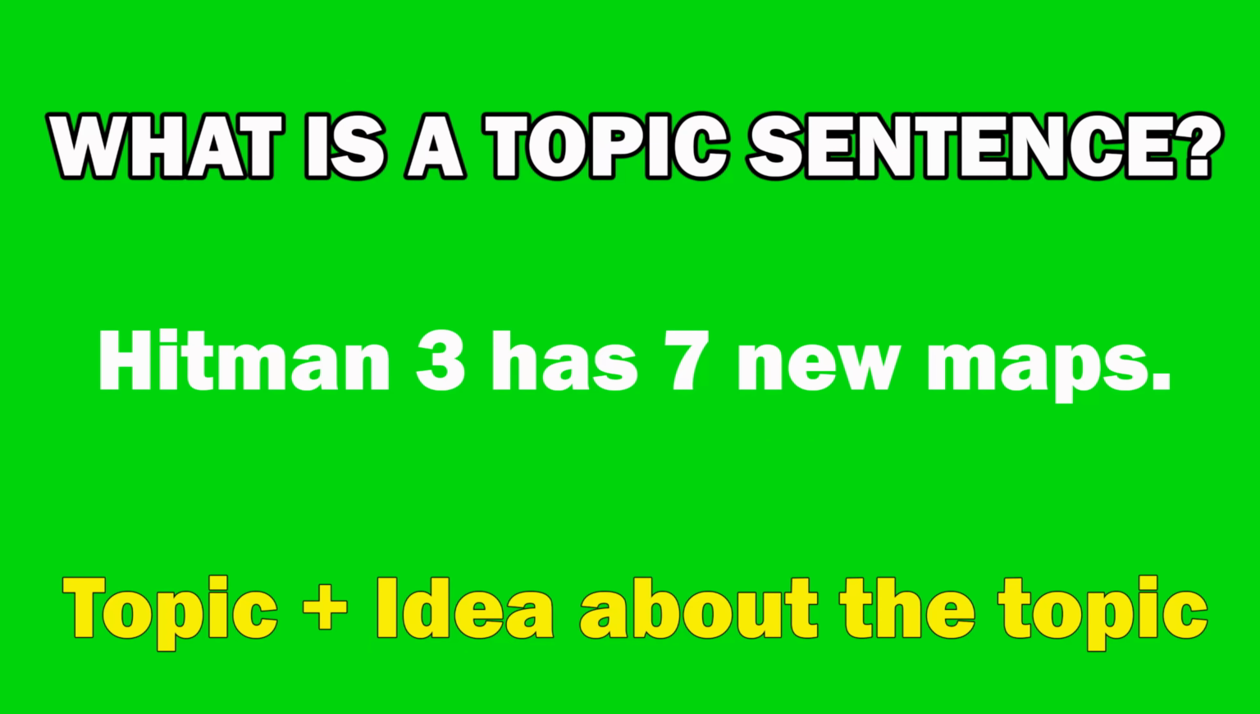How about this one? "Hitman 3 has 7 new maps." Is that a topic sentence? Well, we see that it has the topic, Hitman 3, and it has 7 new maps. Is that an idea about Hitman 3? No, it's a description about the topic, but it's definitely not an idea about the topic. If we said that Hitman 3 has 7 new maps that are much better than Hitman 2, then we'd have a novel idea about the topic of Hitman 3. So in this example, "Hitman 3 has 7 new maps" is not a topic sentence. Remember, we need the topic, and then we need additional words that describe your idea about the topic. See how easy that is?